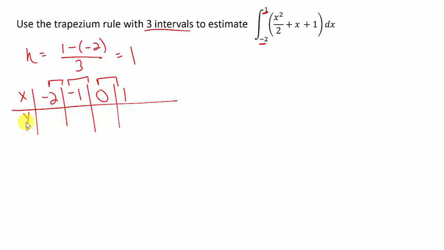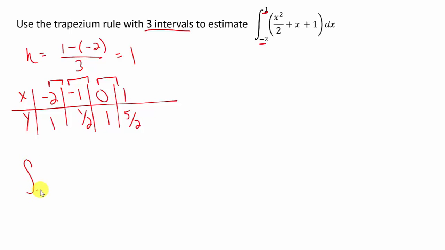And then I want to find my y value. So I'm going to plug in -2 to this part right here. Okay, and when I plug in -2 there, I get 1. When I plug in -1, I'm going to get 1/2. Plugging in 0 gives me 1, and plugging in 1 gives me 5/2. So hopefully you got these y values. If not, go back and check your work and see what happened, okay?